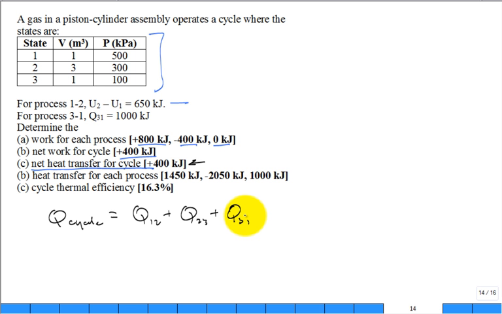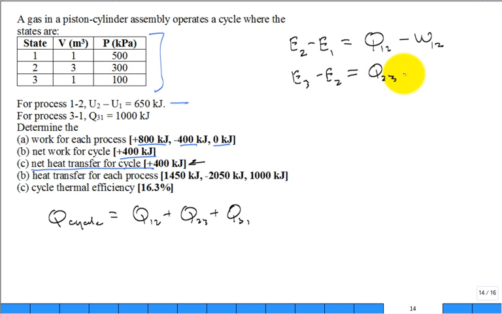Let me write down the first law for each of the three processes over here. We'll have the energy at state 2 minus the energy at state 1 equal to Q in from 1 to 2 minus the work out from 1 to 2. Let's write it for the process 2 to 3: E3 minus E2 equal to Q2 to 3 minus work 2 to 3. And let's write the first law for the process 3 to 1: E1, the final state, minus E3, the initial state, equal to Q 3 to 1 minus work 3 to 1.